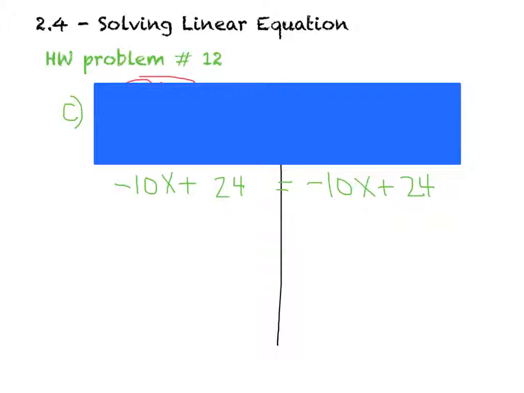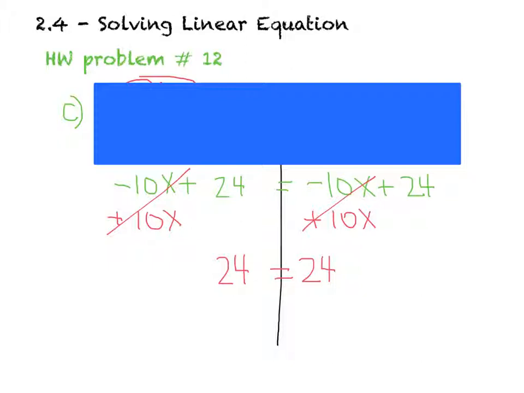We have variables on both sides. We have minus 10x's on both sides, so let's pick one. It doesn't matter. And let's do the opposite. Since it's minus 10, we will do plus 10x and plus 10x. Negative 10x plus positive 10x cancels out, and negative 10x plus positive 10x cancels out. We are left with 24 equals 24.